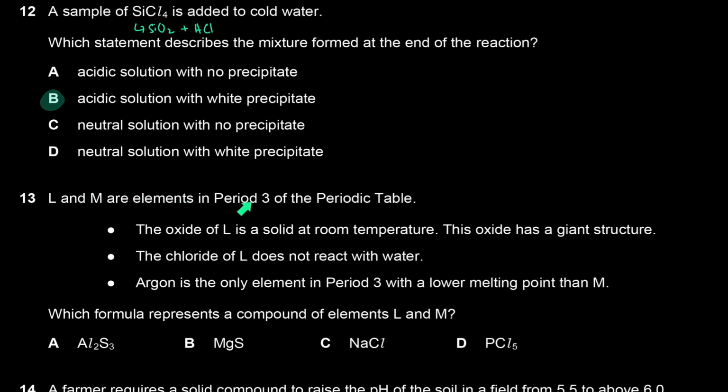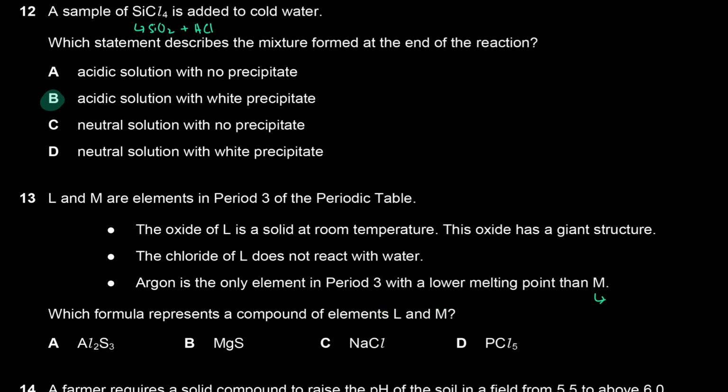L and M are elements in period 3 of the periodic table. The oxide of L is a solid at room temperature. This oxide has a giant structure. The chloride of L does not react with water. Argon is the only element in period 3 with a lower melting point than M. So let's actually look at the last statement first. We can easily identify M. That's the easiest one to identify here. Which element has the second lowest melting point in period 3?